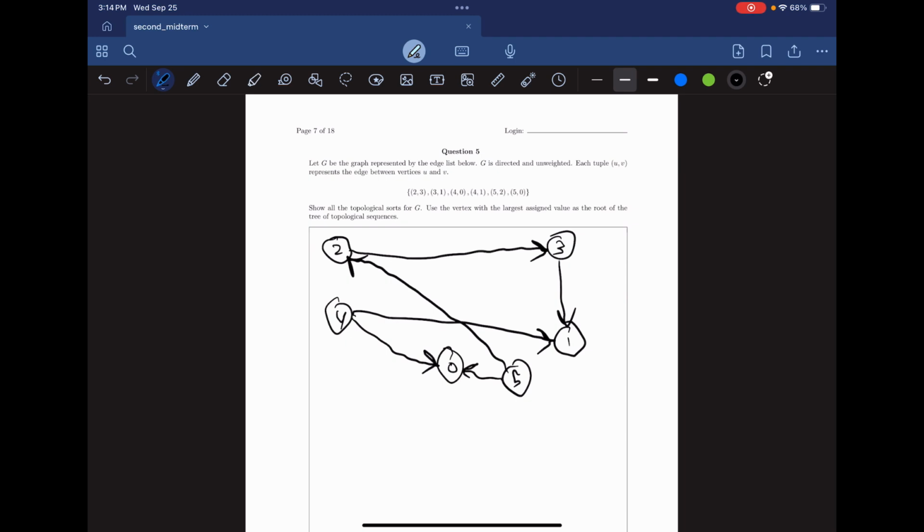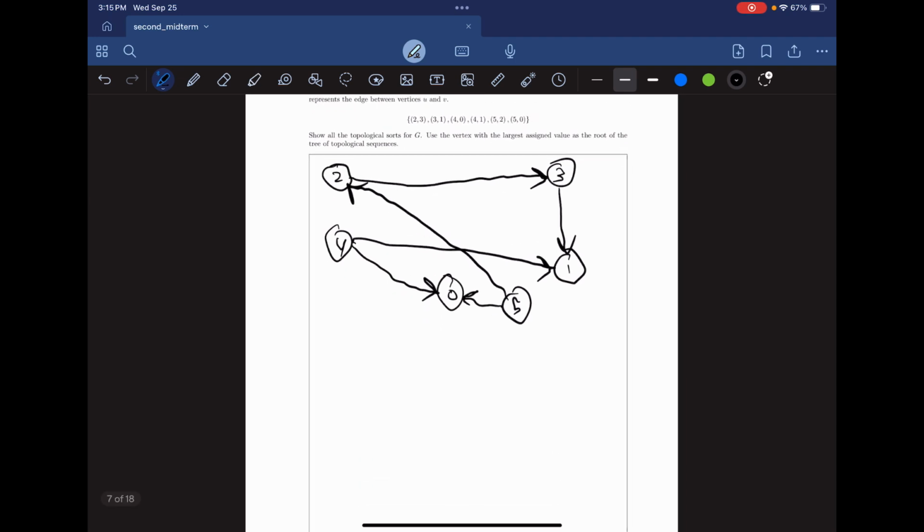So, a topological sort for G is essentially an ordering of these vertices that keeps all of the edges going forward. Specifically, one possible sorting of this could be 5, 4, let's go with 2, 3, 0, 1. And the way that we verify that this is a topological sort is that we add the edges that we've seen in this graph back into the sort.